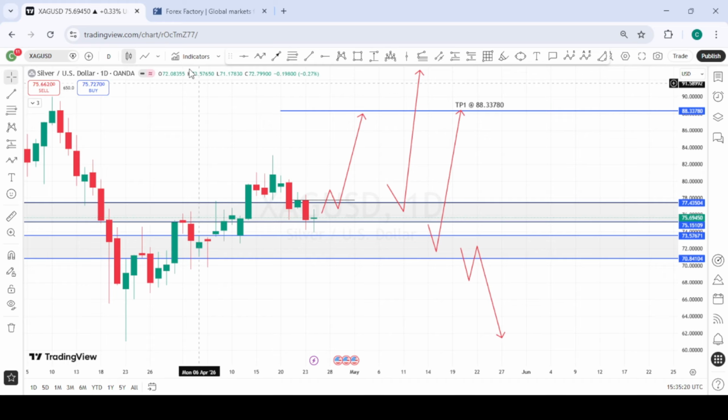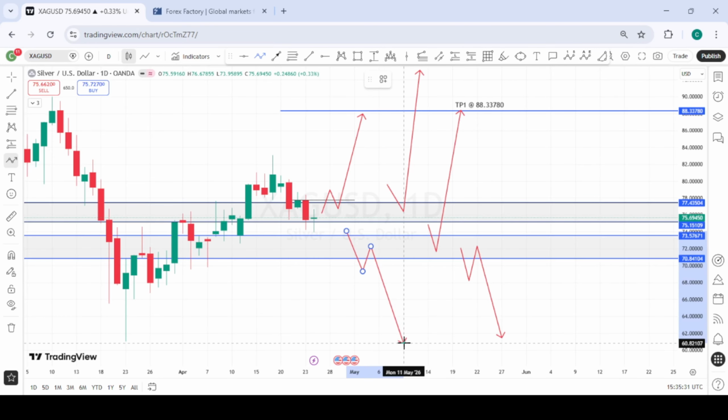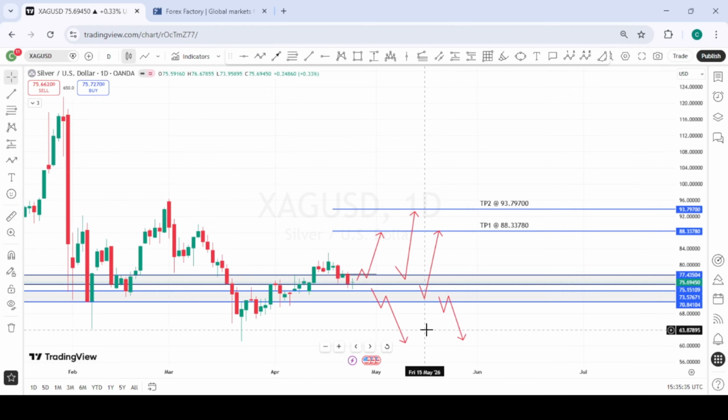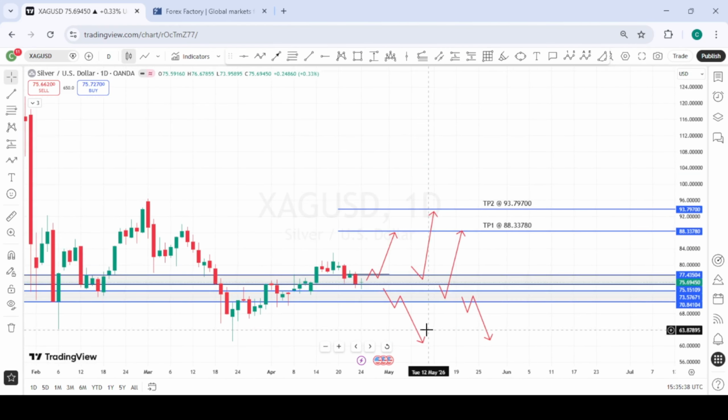Should price also find a way to clear this daily structure we have here, give us some closures below this zone, come for a retest, and look for the downside for silver. But for now, we're going to consider the bullish side first before the bearish side for silver.